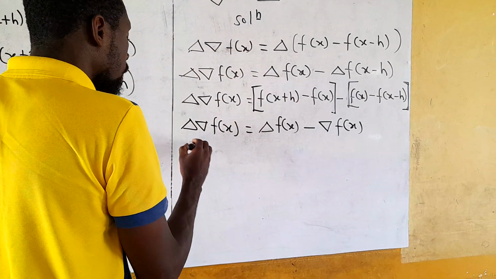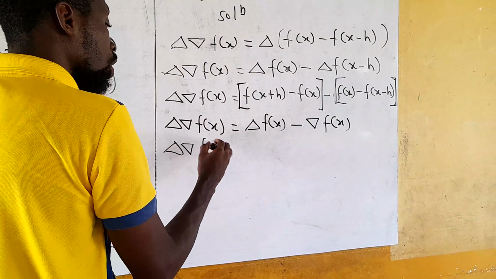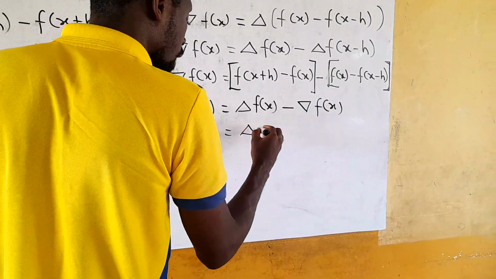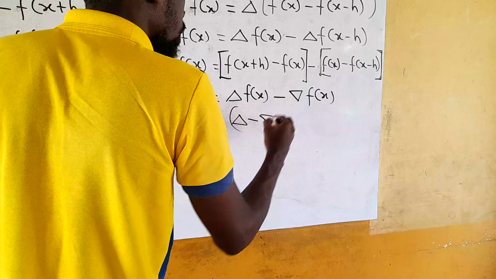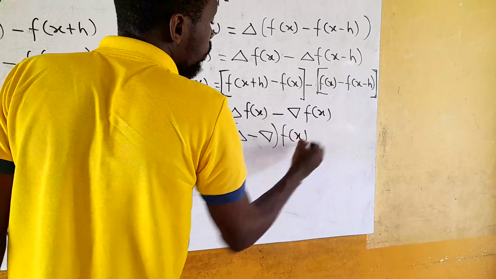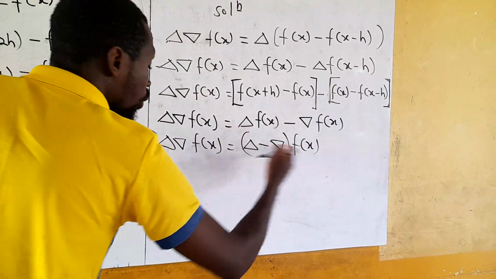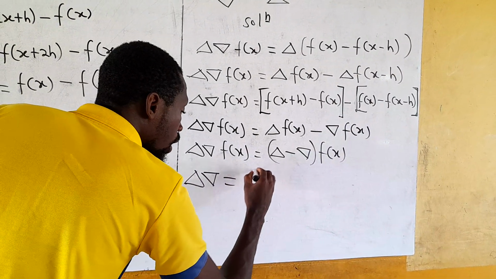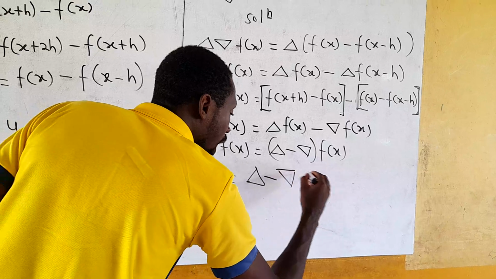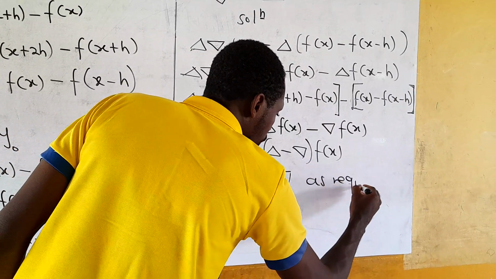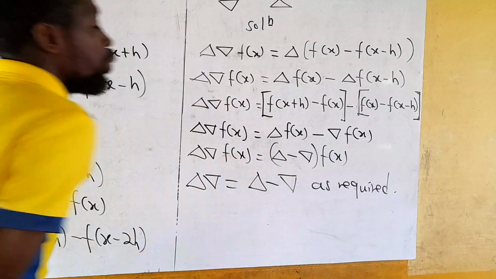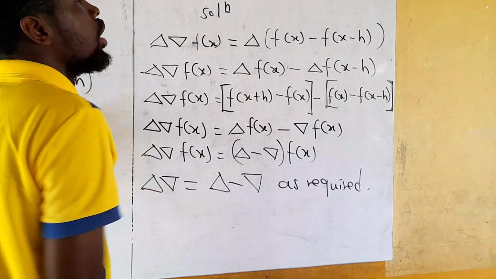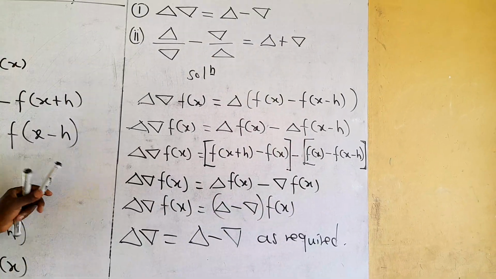So we can say delta nabla of a function is equal to, what is common to them? A function is common to them. That will be delta minus nabla, all in bracket, times the function. So we can divide both sides by f of x. Then we can say delta nabla is equal to delta minus nabla as required. This is very interesting. I hope you get that. So we know that delta nabla is actually equal to delta minus nabla. We use that idea to solve the second one.